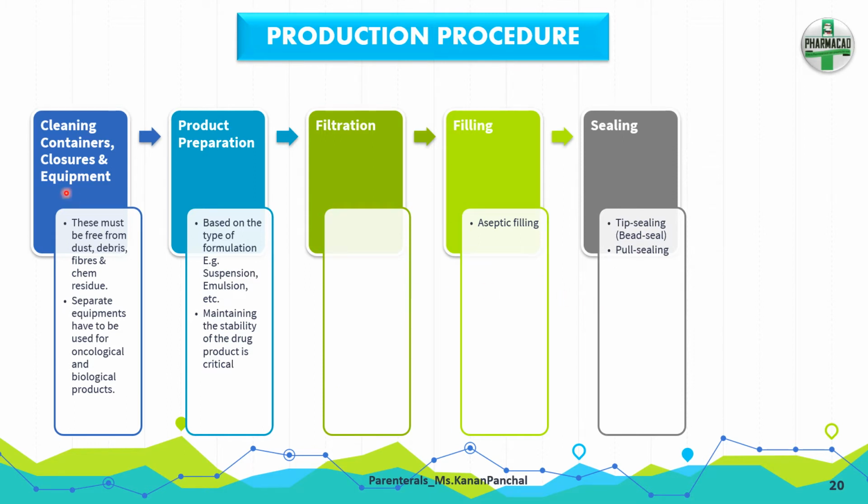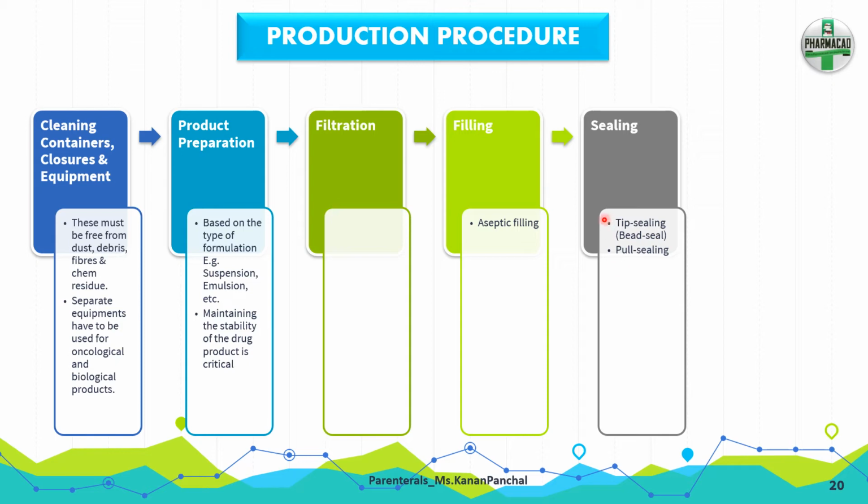After filling into the container, it is important for the container to be sealed. This step is important to maintain the sterility of the product. It has to be sealed so as to prevent any type of contamination. Now, sealing can be either a tip sealing method, a bead sealing method, or a pull sealing method.